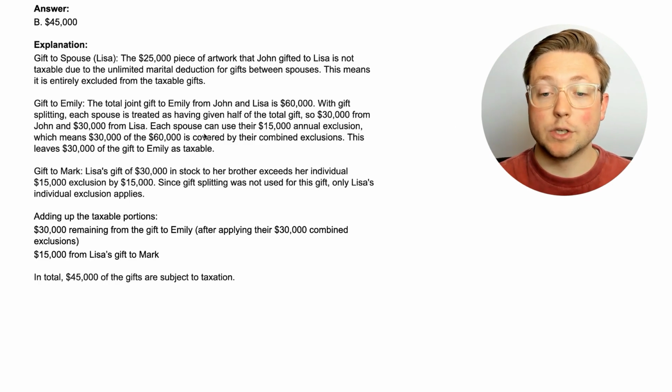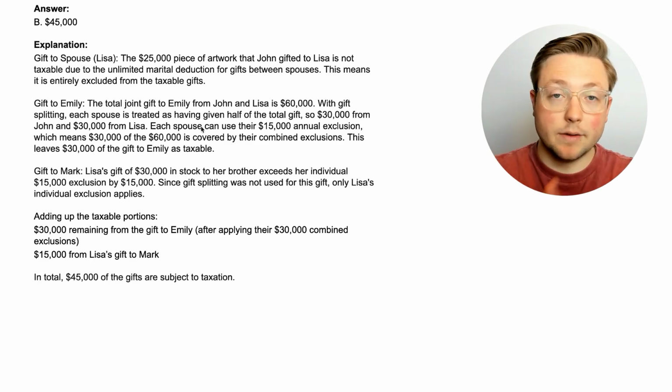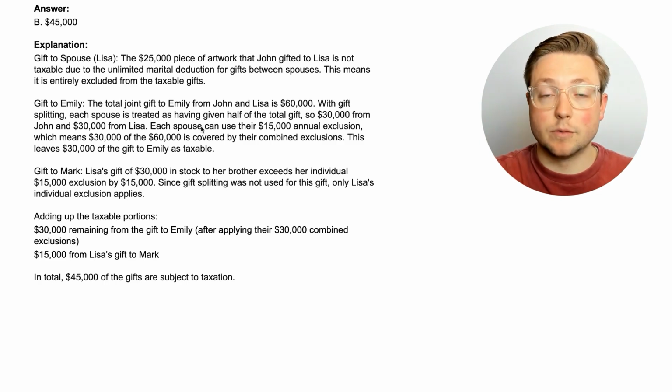Now, going to gift splitting, John and Lisa can basically count each of their individual exclusions, so $15,000 from John, $15,000 from Lisa, towards whatever gift they give if they consent to gift it jointly. So that basically allows married couples to double the annual exclusion for somebody they give gifts to.